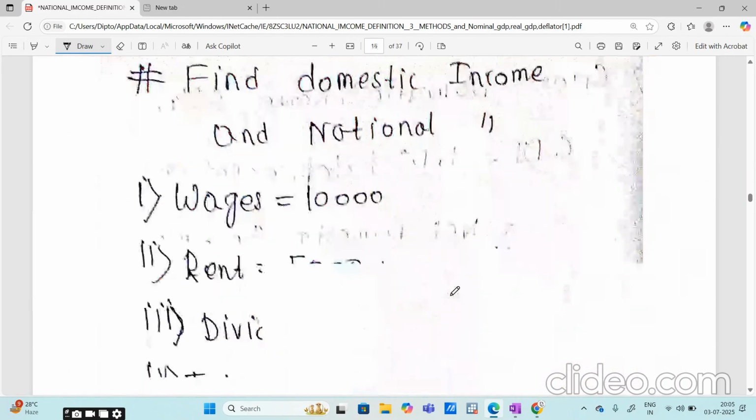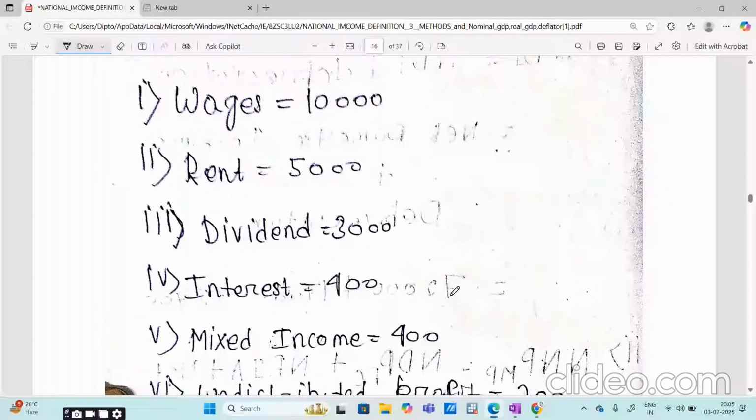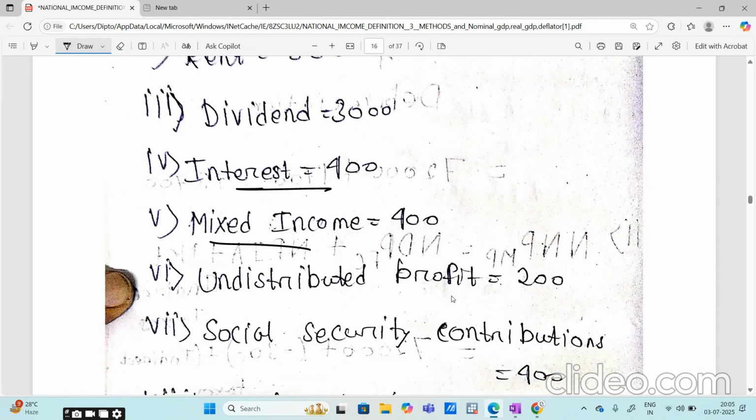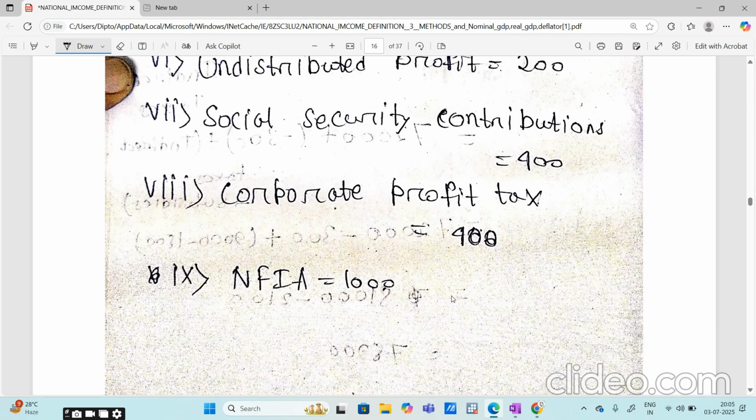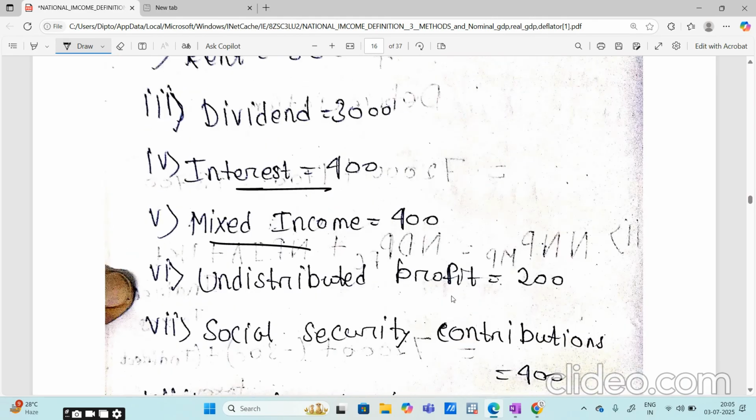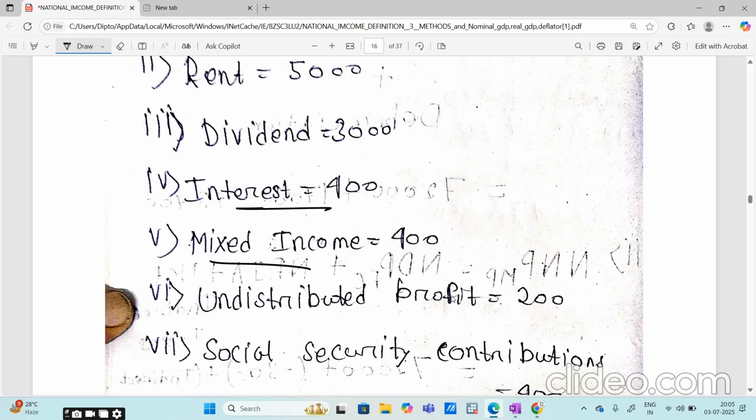Wages given, rent given, dividend given, interest given, mixed income given, undistributed profit given, social security contribution given, corporate profit tax given, NFIA given. We have to find out national income. The question is a little bit different, but I am just solving for the national income, because if you can calculate national income, you can calculate anything. You can calculate GDP at factor cost, GDP at market price, NDP, NNP, anything. So basically this is part C, directly given.